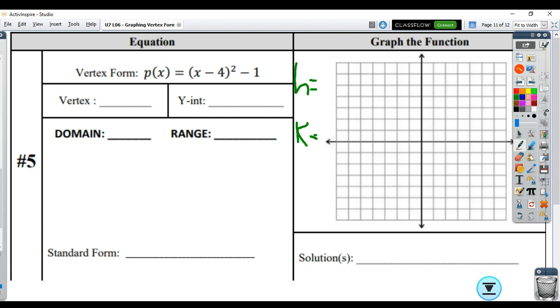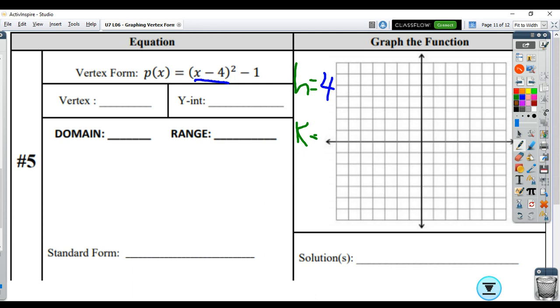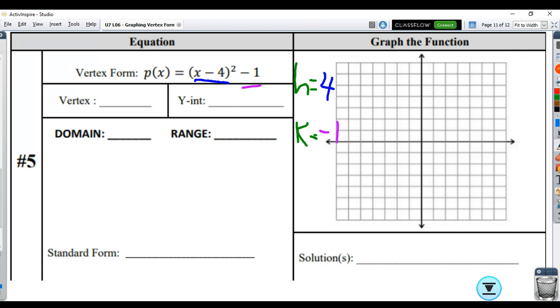My h value is the tricky one. What do we see? We see x minus 4. So h is actually positive 4 because it's the opposite of what we see. My k value tells the truth. We see -1. That's who it truly is, -1. And by identifying what h and k are, we've just found our vertex: (4, -1). That's our vertex.